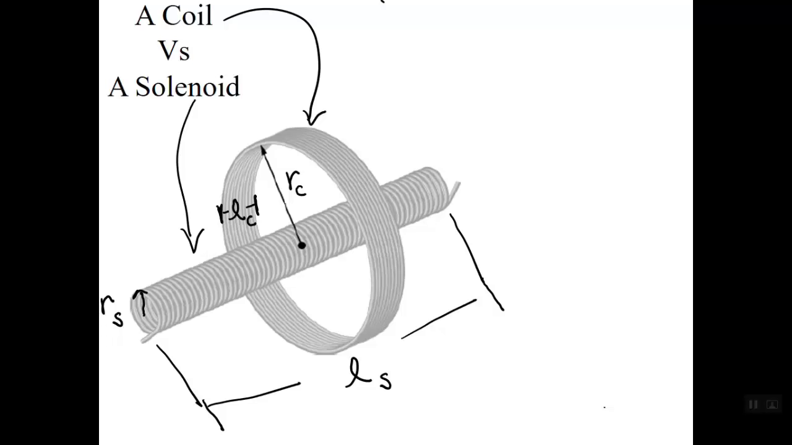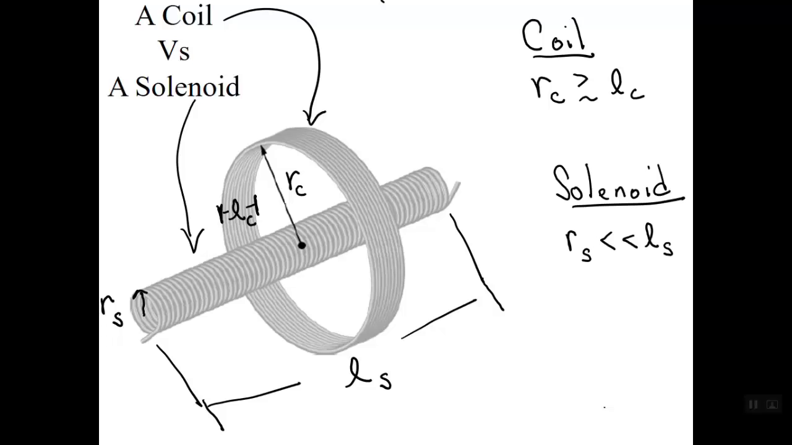When we have multiple loops of radius r sub c that are of the same size or larger than the length L sub c of the loops, we typically call that configuration of multiple loops a coil. When the radius r sub s of the loops is much smaller than the total length L sub s of the set of loops, then we call that arrangement of multiple loops a solenoid.